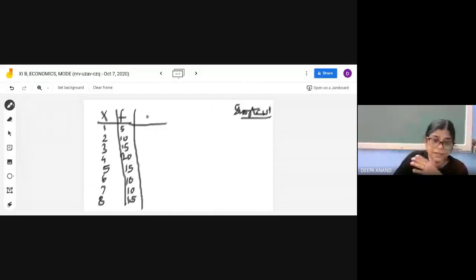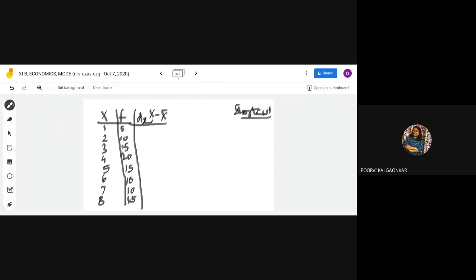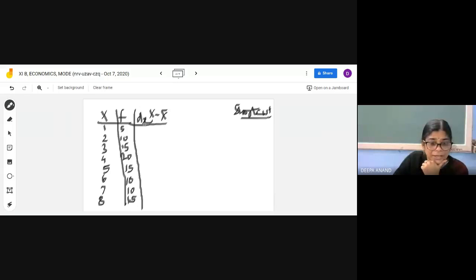In the direct method, the deviation, that is dx, is equal to x minus x bar. Am I audible to you? Yes, ma'am. So in the direct method, the deviation is x minus x bar. So for this you first have to find out the mean, that is x bar. First the mean has to be found out, and from each x you have to subtract x bar. And we don't ignore the sign, we have to consider the sign, positive or negative.